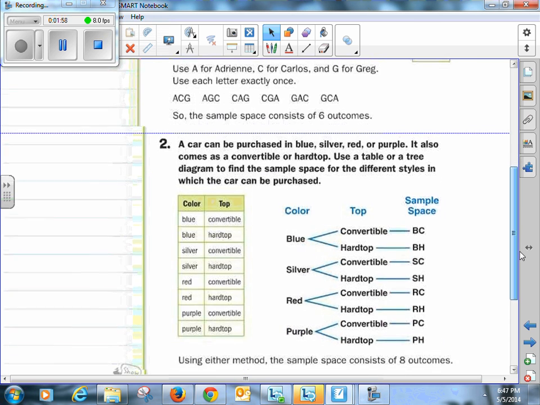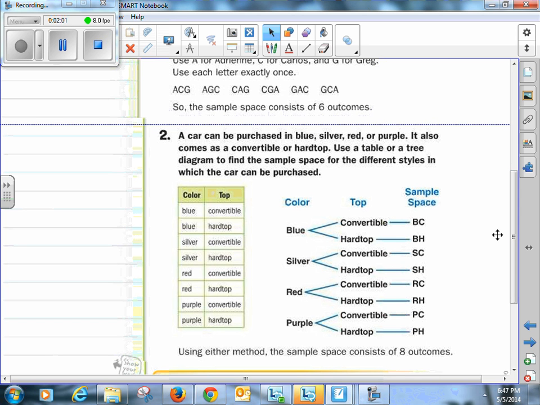Down here we have a tree diagram. Cars can be purchased in blue, silver, red, or purple. And if you look here, your first decision is the first choices in the tree diagram. And then it also comes in convertible or hardtop. So if you choose blue, then you have to choose convertible or hardtop. Silver is convertible or hardtop. Red is convertible and hardtop. And purple is convertible and hardtop.